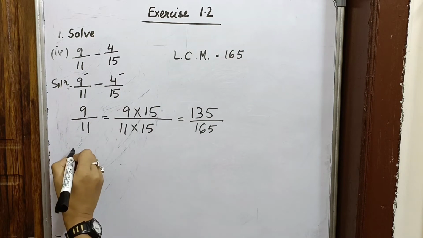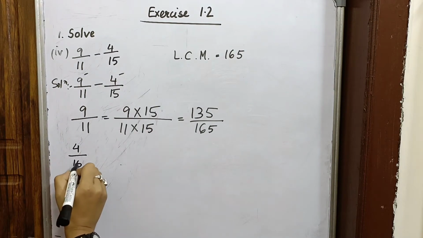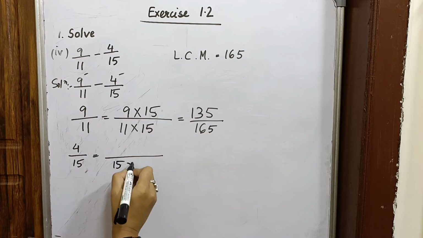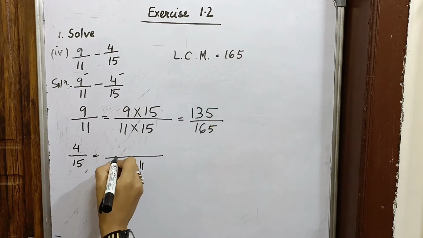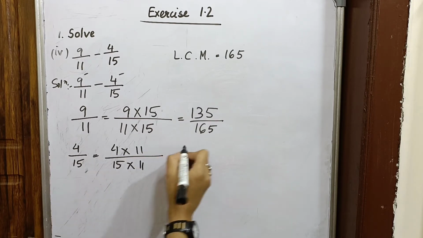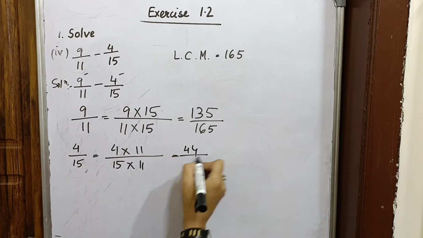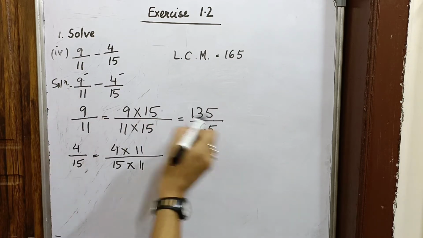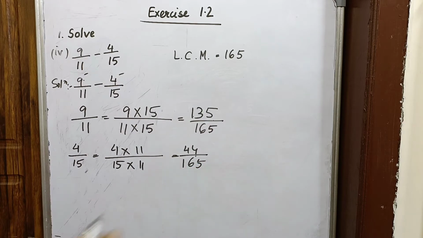And for this, 4 by 15: 15 into 11 is 165, and 4 into 11, 4 elevens are 44, so 44 by 165. Now for the first we got 135 by 165, and for this we got 44 by 165.